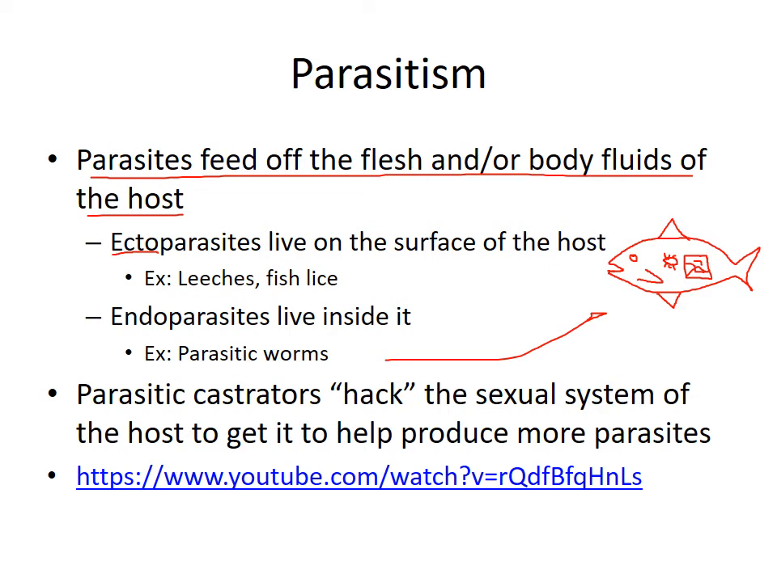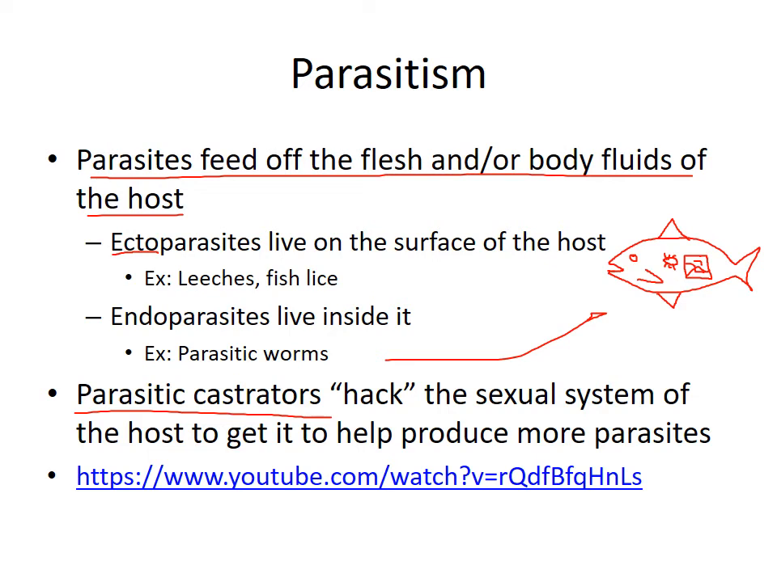A particularly weird type of parasite is what they call parasitic castrators. These are parasites that don't merely feed off the fish, they sort of trick the host. They trick the host's sexual system with hormones to get it to behave in ways or change its biology in ways that help it produce more parasites.